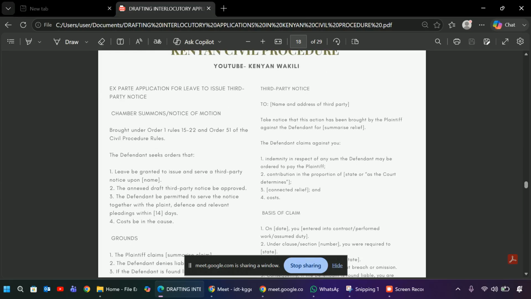So at times the examiner will tell you to draft the necessary notice to accompany this kind of chamber summons application. So the notice will be addressed to somebody, and take notice that this action has been brought by the plaintiff against the defendant. You summarize the relief, and that the defendant now claims against you either to indemnify him in respect of any sum the defendant may be ordered to pay to the plaintiff by the court. I'm also seeking contribution in the proportion of this amount, and connected relief and cost.